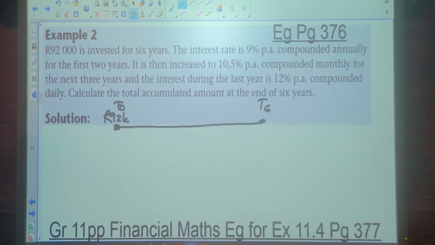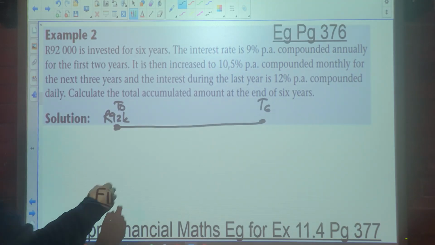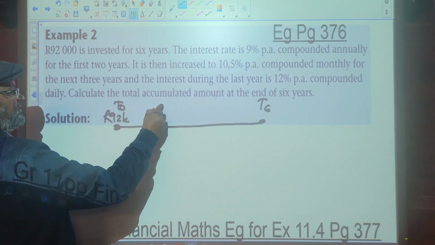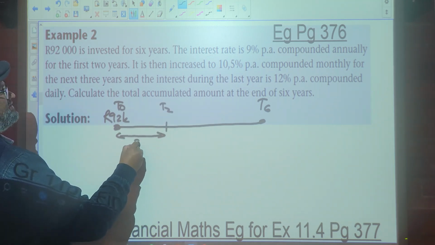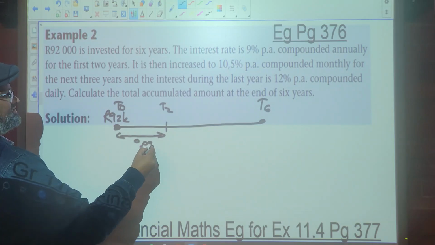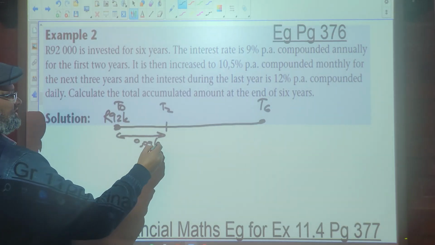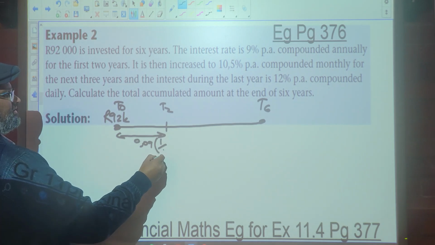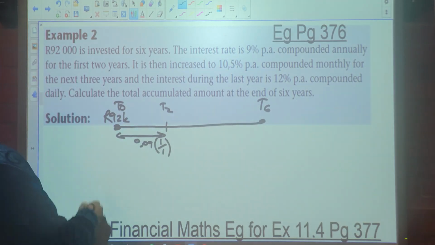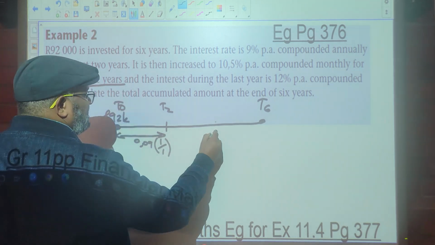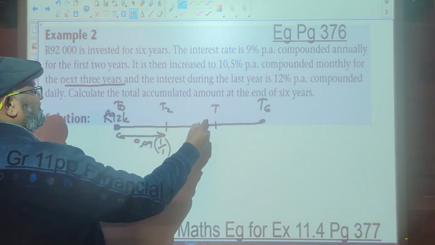The interest rate is 9% per annum compounded annually for the first 2 years. So that takes you to T2. What's your interest rate? 0,09 or 9% compounded annually. So that will be 1 over 1. You see that? It then increases to 10.5% per annum compounded monthly for the next 3 years. So that takes you to T5.